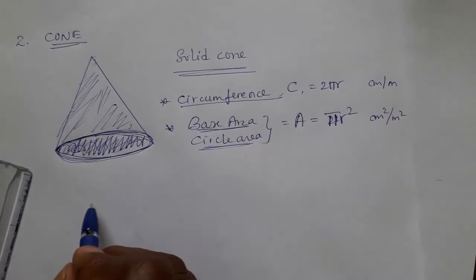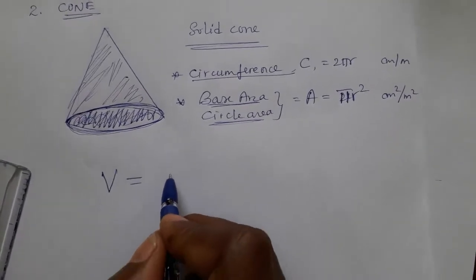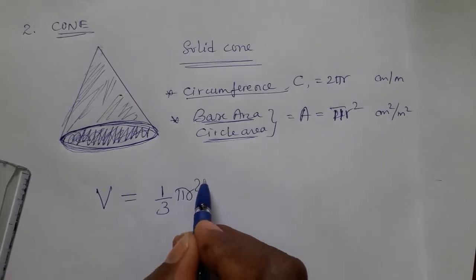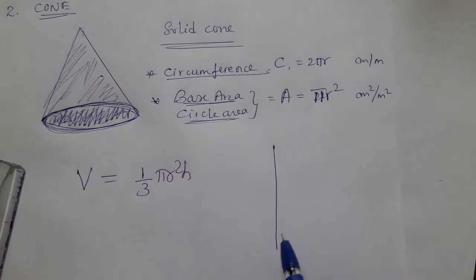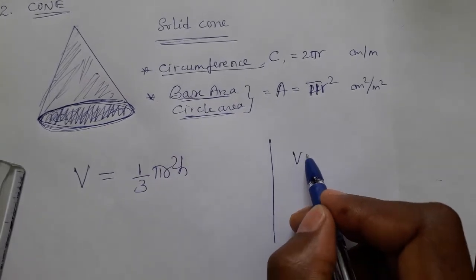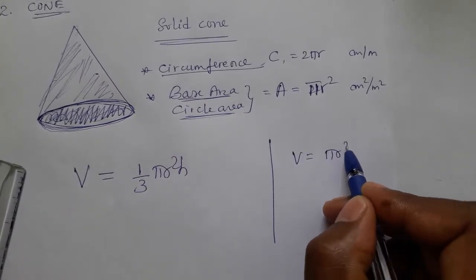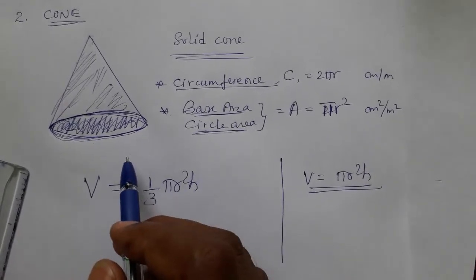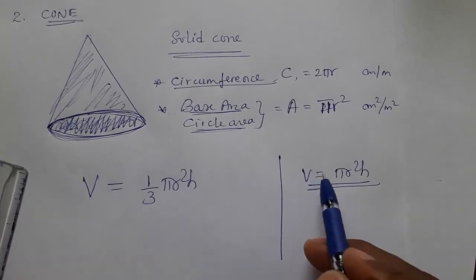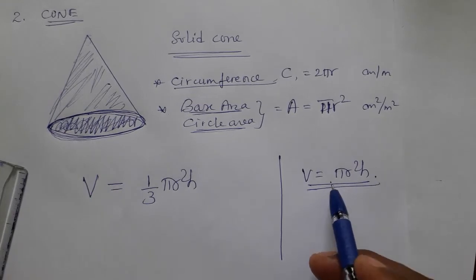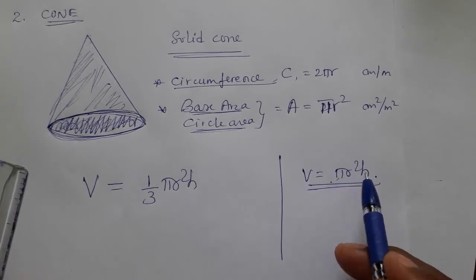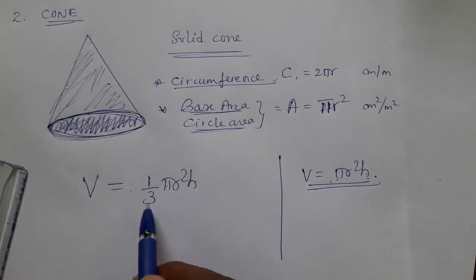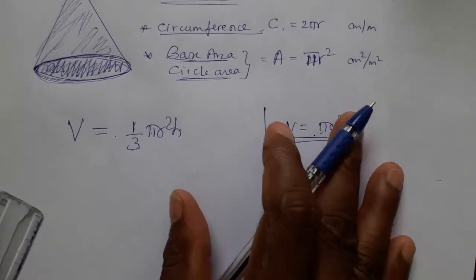Now we go for cone volume. Cone volume V is equal to 1 by 3 pi r square h. So we recall the volume of cylinder. Volume of cylinder is pi r square h, we know. Remembering the volume of cone is very simple. Volume of cone is 1/3 of volume of cylinder. Cylinder formula is pi r square h. Cone formula is the same, pi r square h only, but we write 1/3 of pi r square h.